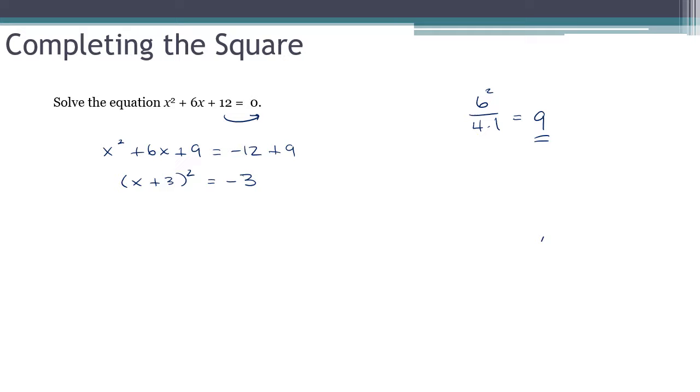Taking the square root of both sides, x plus 3 equals plus or minus the square root of negative 3, which is plus or minus i times the square root of 3. And I'll subtract 3 from both sides and we're done. x equals negative 3 plus or minus i times the square root of 3, and that's it. There's my answer. This seems to be working, which is excellent.